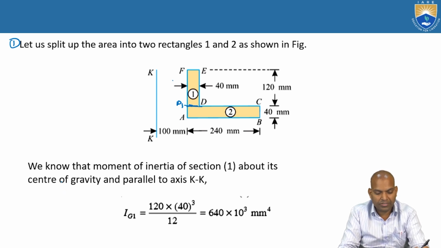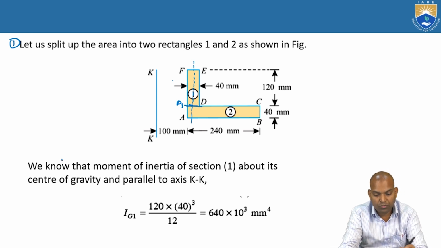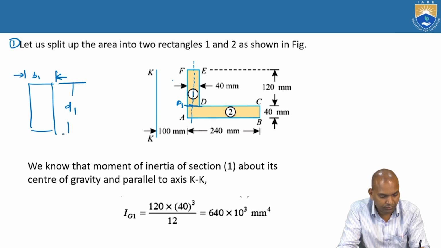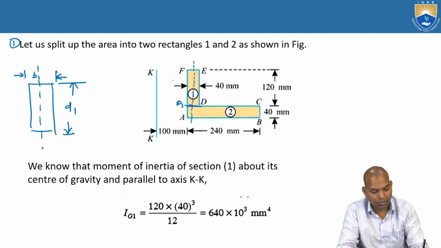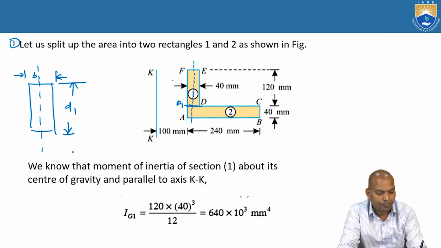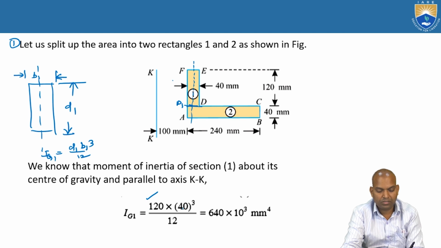We know the moment of inertia of section one about its center of gravity, parallel to the KK axis, the vertical axis. This is B1 and here it is D1. About the axis passing through the center of gravity parallel to KK, the YY axis, it is D1 B1 cube by 12, that is IZ1. So 120 times 40 cube by 12 is 640 into 10 cube millimeter power 4.